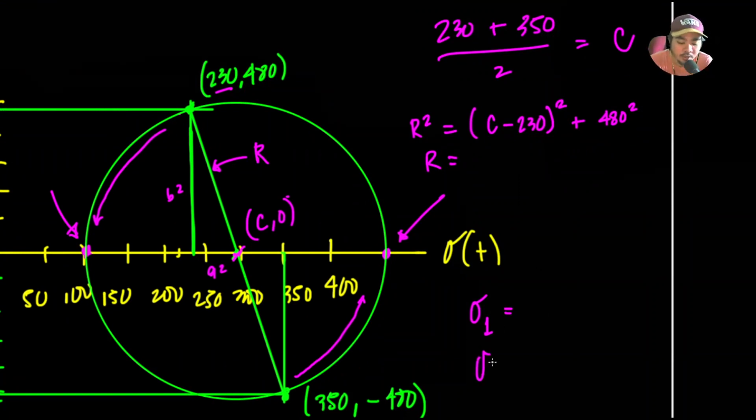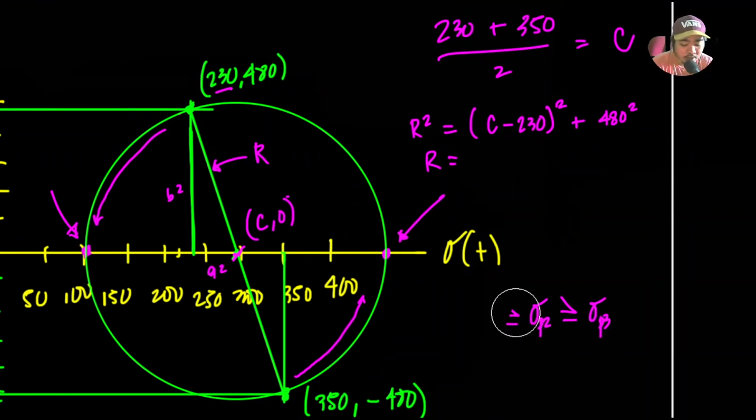So if we have sigma 1, sigma 2, sigma 3, it is stated like this: sigma 1 is greater than or equal to sigma 2, which is greater than or equal to sigma 3. That is how we state the principal stresses. Sometimes it is stated this way: sigma P1, sigma P2, sigma P3.